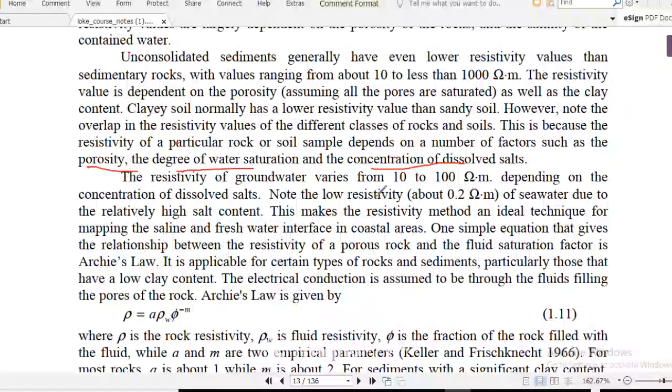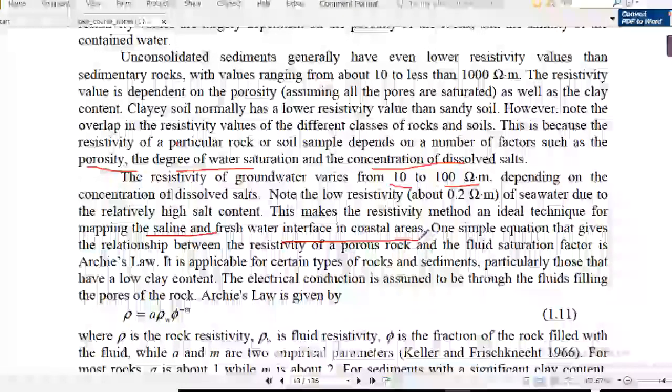Resistivity of groundwater varies from 10 to 100 ohm meter, depending on the concentration of dissolved salt. Note the low resistivity of about 0.2 ohm meter of seawater due to the relatively high salt content. This makes the resistivity method an ideal technique for mapping saline and freshwater interference in coastal areas.